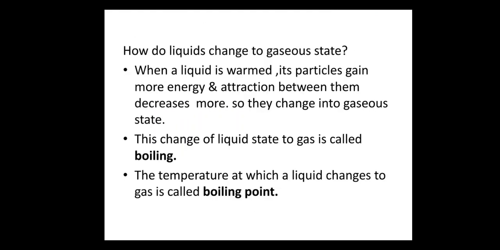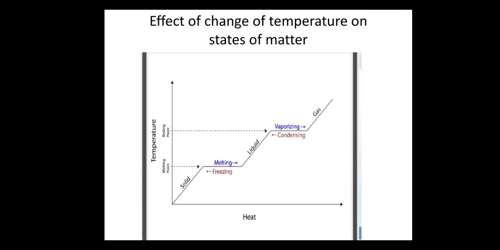Now, how does a liquid change into the gaseous state? When a liquid is warmed, its particles gain more energy, the attraction between them decreases more, so they convert into the gaseous state. This change of liquid state to the gaseous state is known as boiling, and the temperature at which a liquid changes to gas is called the boiling point.